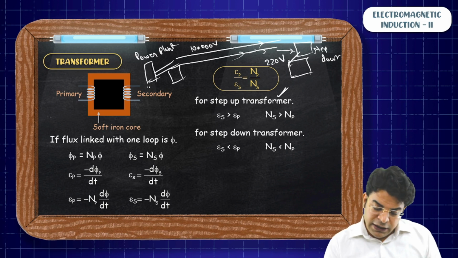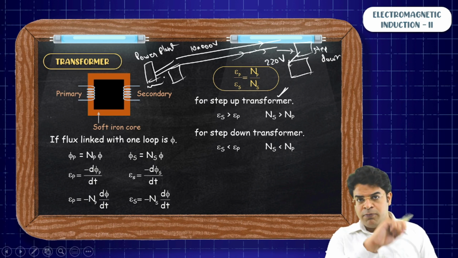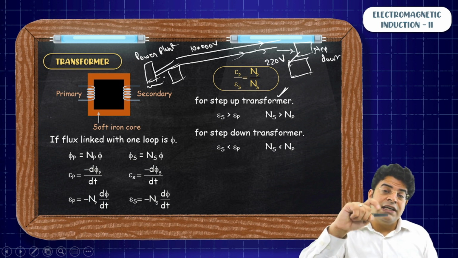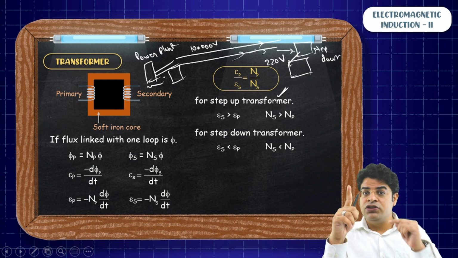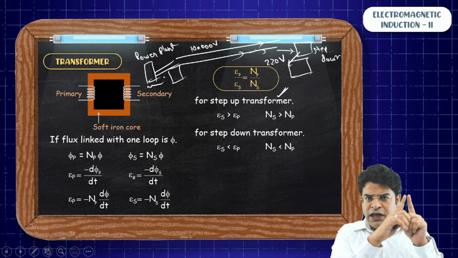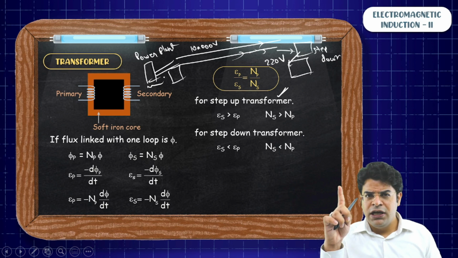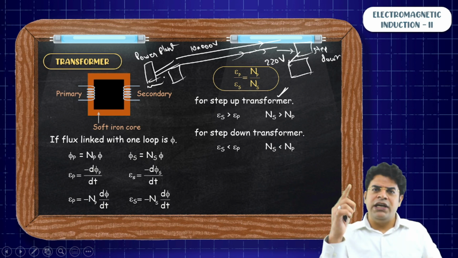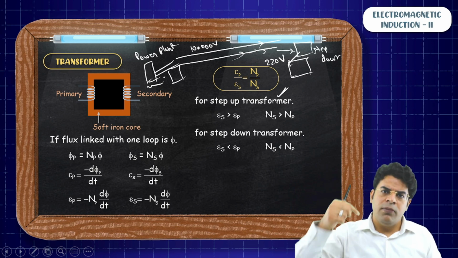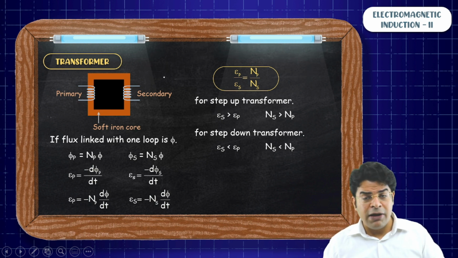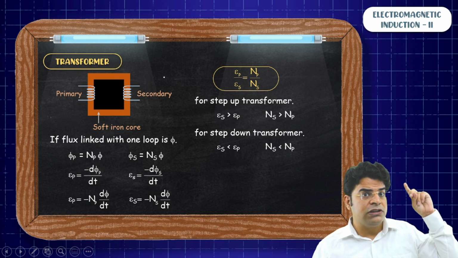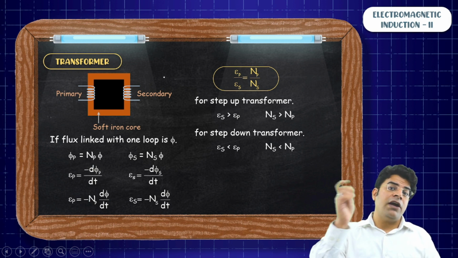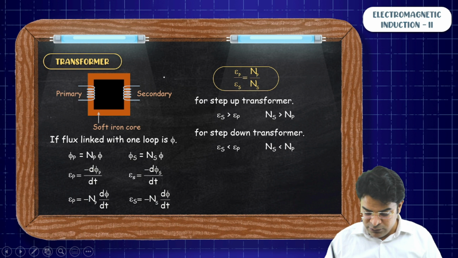So after creation of energy at the power plant, the potential is stepped up, then it gets supplied at the high potential. That leads to smaller power loss during the transfer of energy, and once it reaches our colony, it is then stepped down before supplying it into our house. So nearby our house we have got step down transformer, nearby power plant we have got step up transformer. This is something you should know.